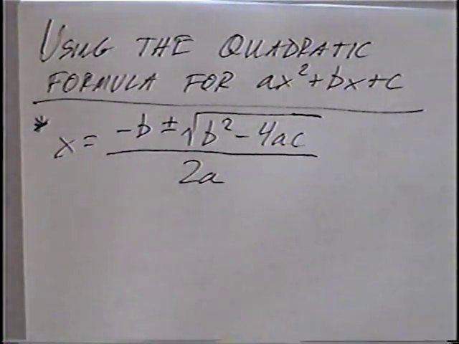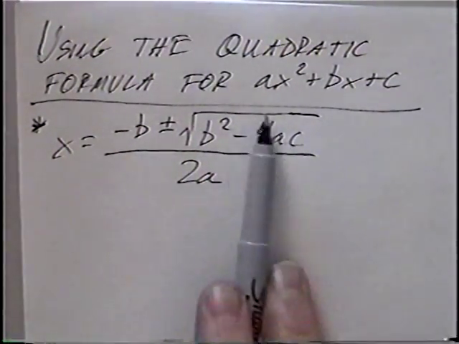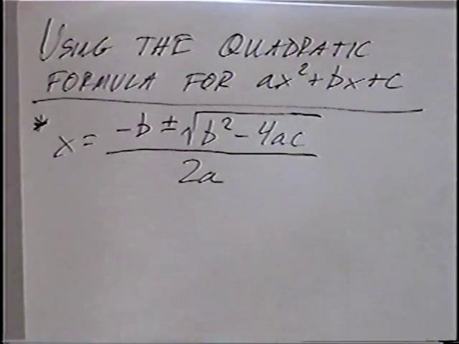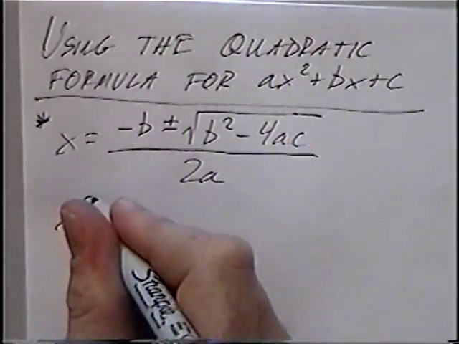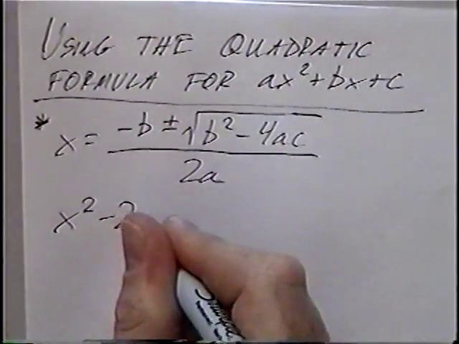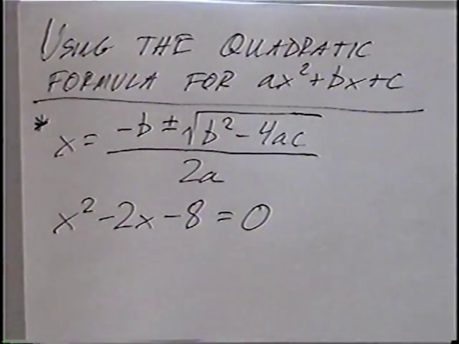To solve a quadratic equation, or an equation with an x squared, we can use the three numbers a, b, and c, plugging it into the quadratic formula to get our answer. The first question we'll look at is x squared minus 2x minus 8 equals 0.